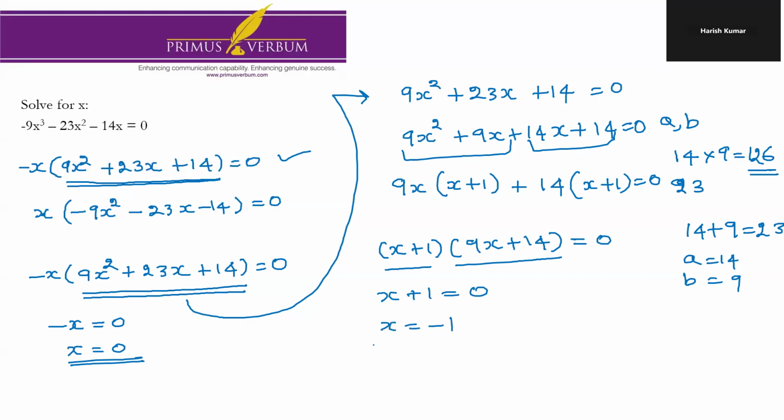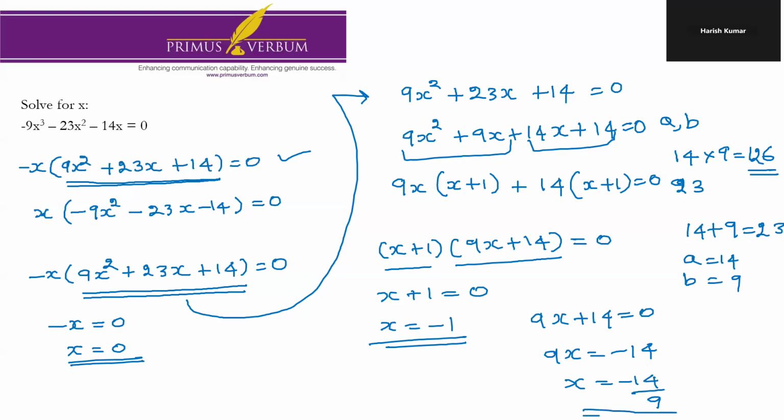So again, we know what we have to do now. It's the same thing we have done so many times. So x should be equal to minus 1, and 9x plus 14 we equate to 0. Then 9x is equal to minus 14. X is equal to minus 14 by 9. So this is yet another solution, and this is yet another solution. So we have one solution here, another solution here, and the third solution is here.